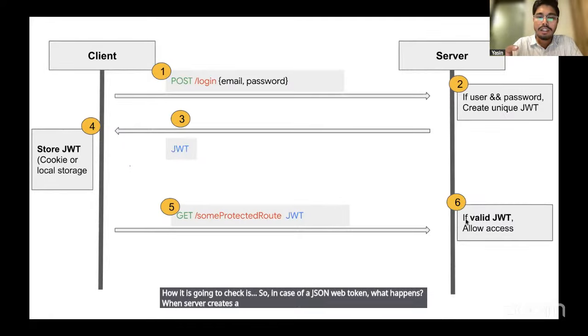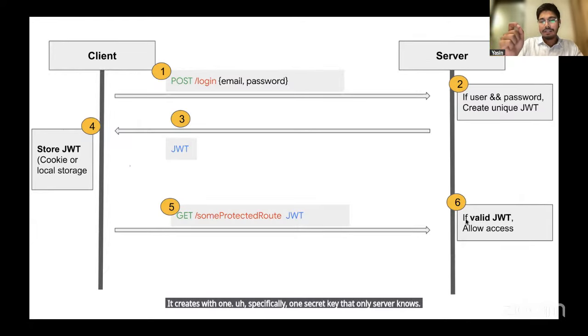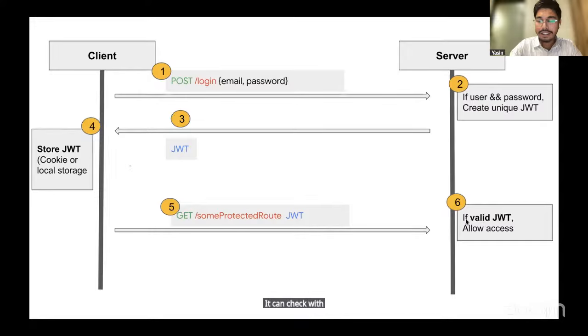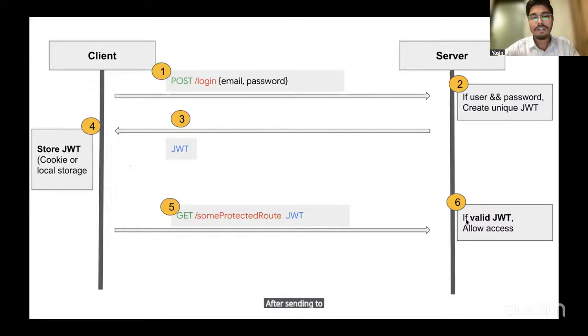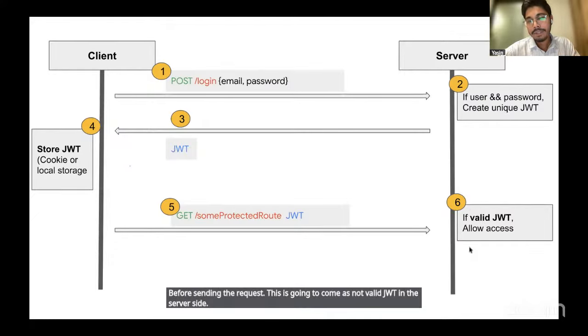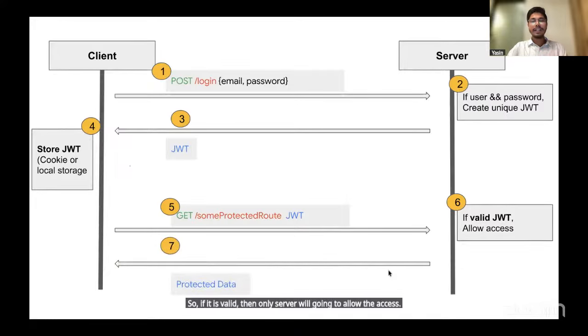How it is going to check is, in the case of a JSON web token, when the server creates it, it creates it with one specific key, one secret key that only the server knows. When any request comes to the server, it can check with the same secret key whether it is a valid JSON web token or not, or whether it has been tampered with or changed after sending to the user. If it got changed before sending the request, it is going to come as not a valid JWT on the server side. So if it is valid, only then will the server allow access, and the server is going to send the protected data to the client. This is how the JSON web token flow looks.